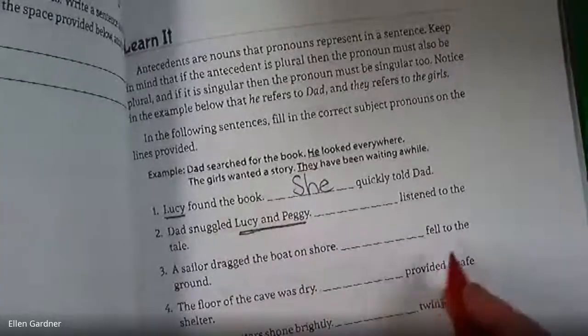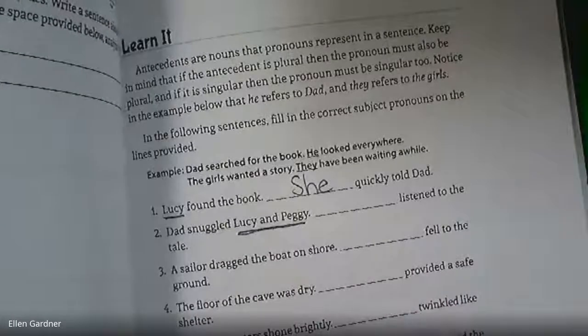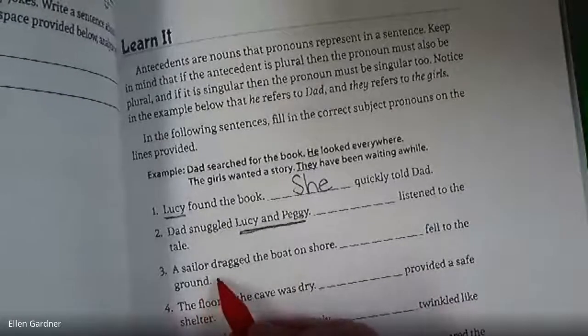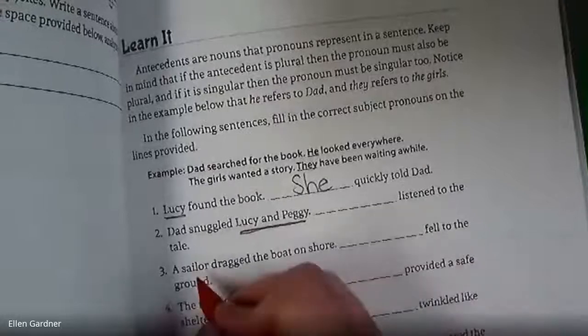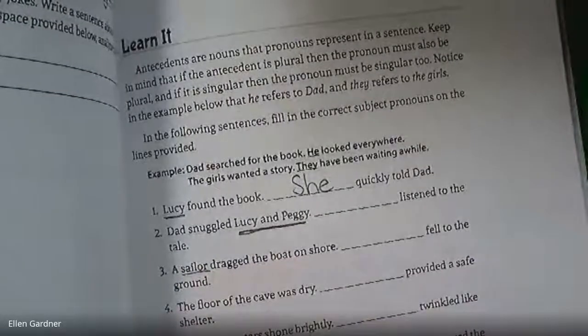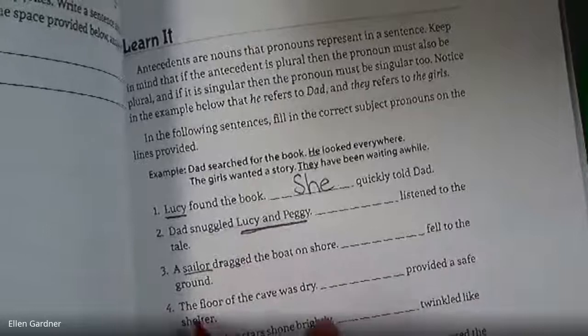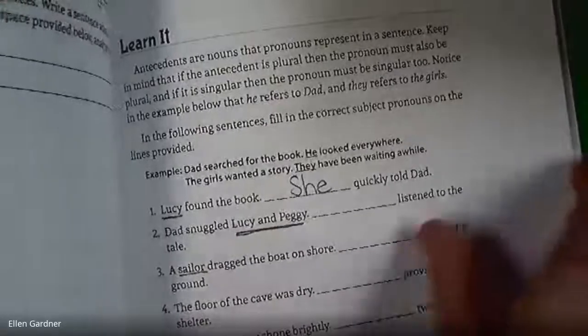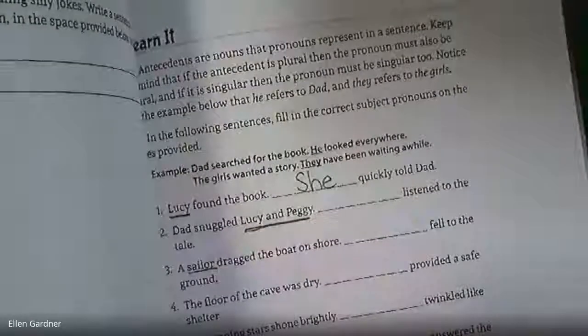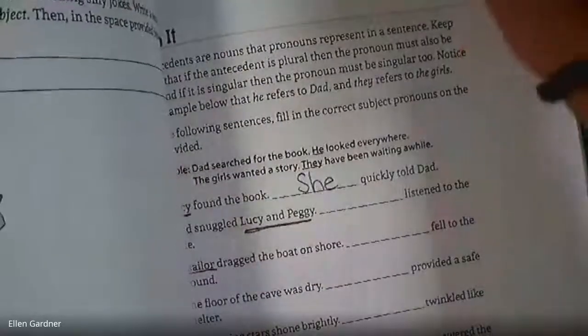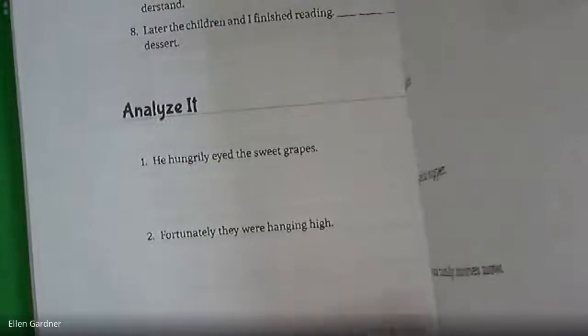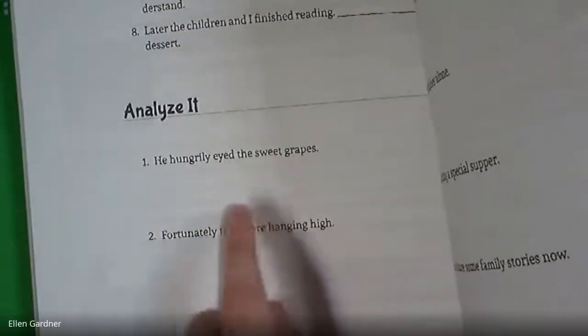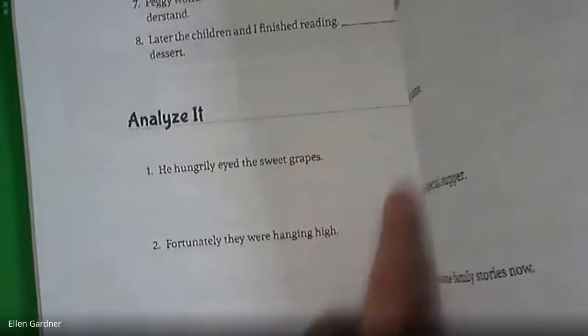With everything else, I think it should be pretty clear, though, which one is the antecedent. A sailor dragged the boat on shore, blank fell on the ground. It's the sailor that fell on the ground. The floor of the cave was dry, blank provided a safe shelter. So find what is the word that we're replacing with a pronoun. Okay. And I'd like us to do one sentence together on page 168 as an example.